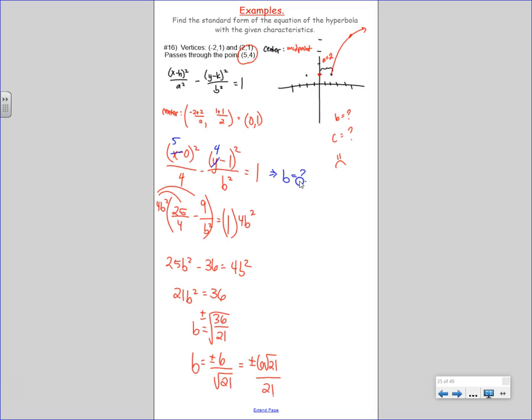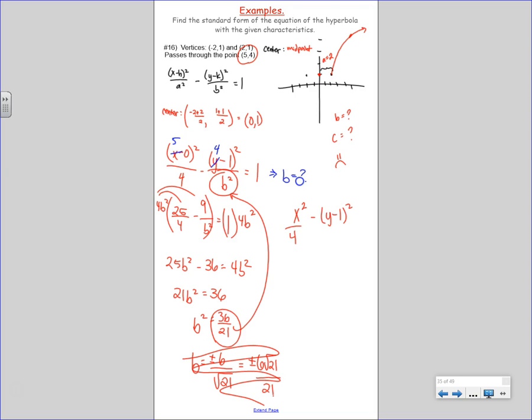But wait. Where's the b supposed to go? Oh, it's supposed to go up here. Hold on. I don't even want the b. What do I technically want? The b squared. So couldn't I just keep the 36 over 21 and forget all that nastiness? And just say whatever, let's just go plug that in? You could. You could do this whole rationalization, but looking back at the beginning, you're like, oh, I don't even need that. So then we end up with x squared minus y minus 1 squared all over 4.